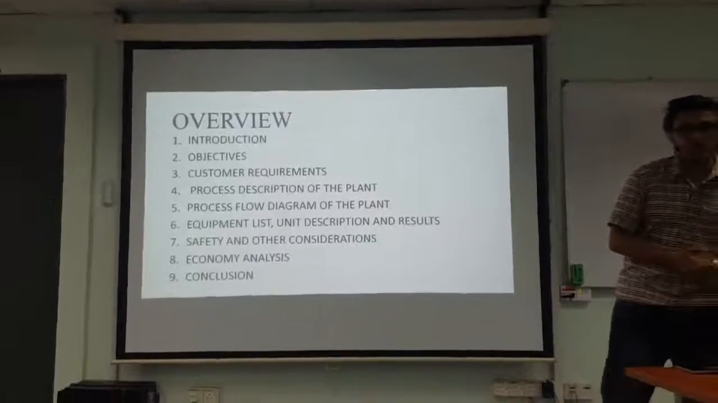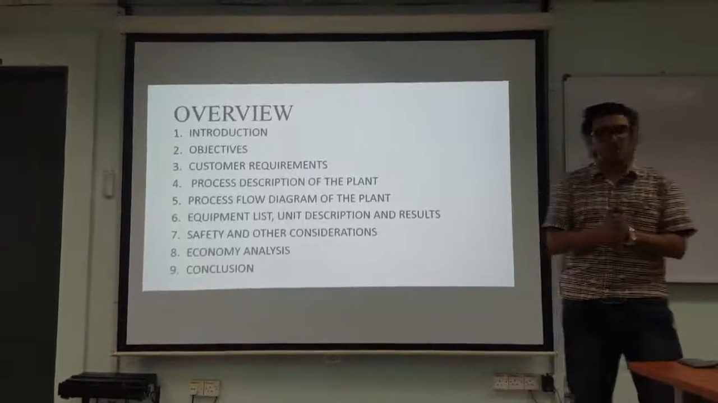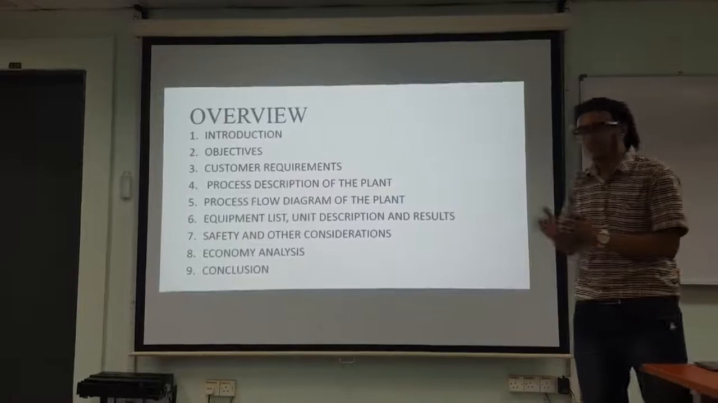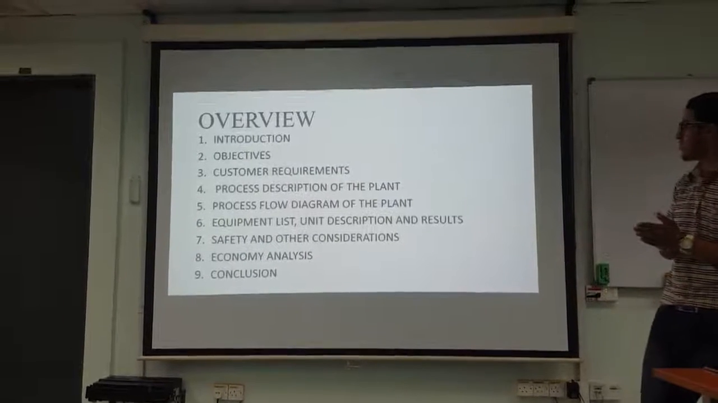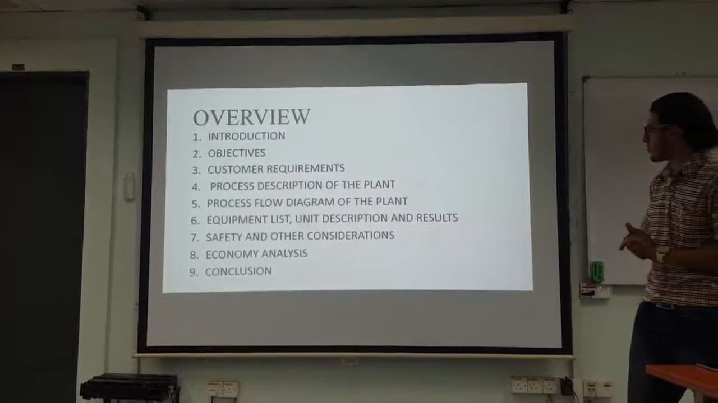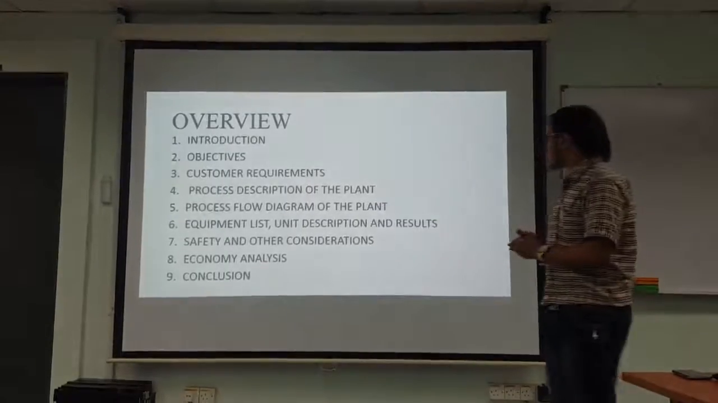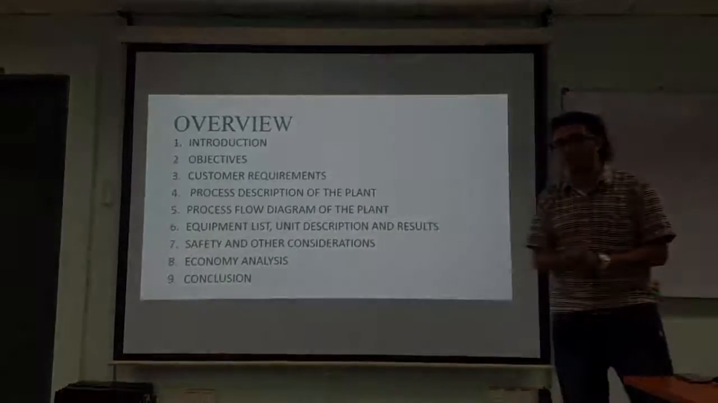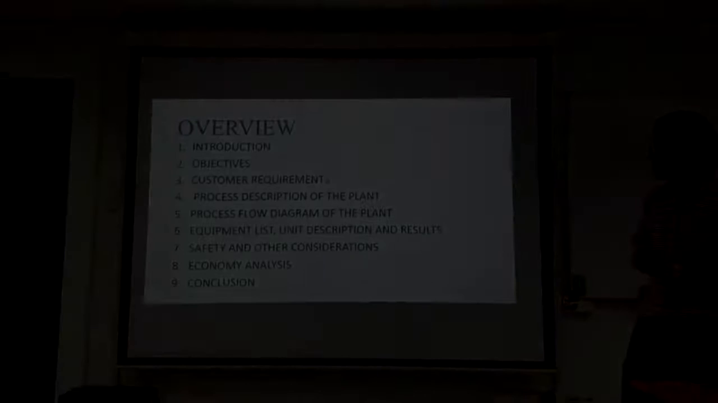In today's presentation, we have 9 sections. We will be presenting first the introduction, objective, and customer requirements. Then we move on to the process description of the plant, the process flow diagram of the plant, the equipment list, and unit description, which will include the results, safety and other considerations, ending with the economic analysis.